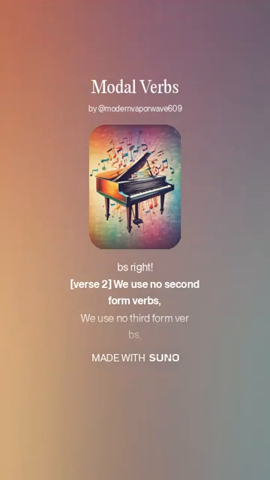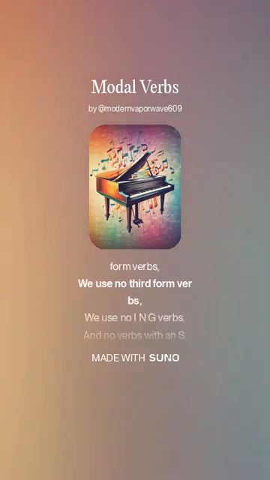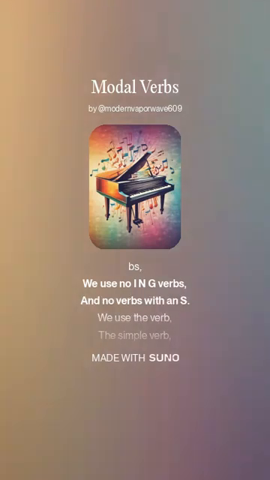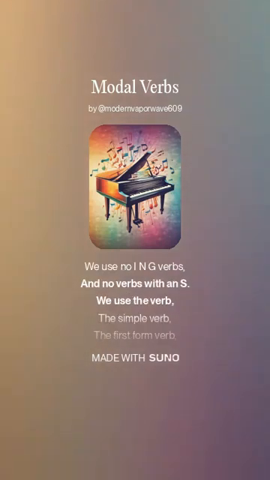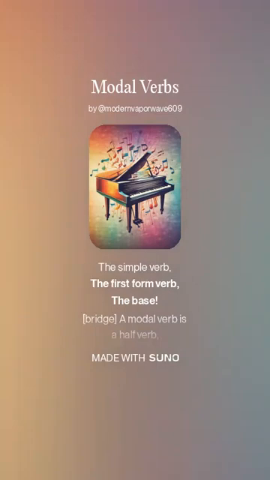We use no second form verbs. We use no third form verbs. We use no ing verbs. And no verbs with an S. We use the verb, the simple verb, the first form verb, the base.